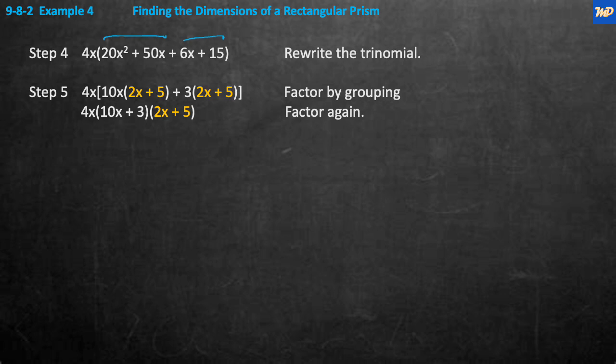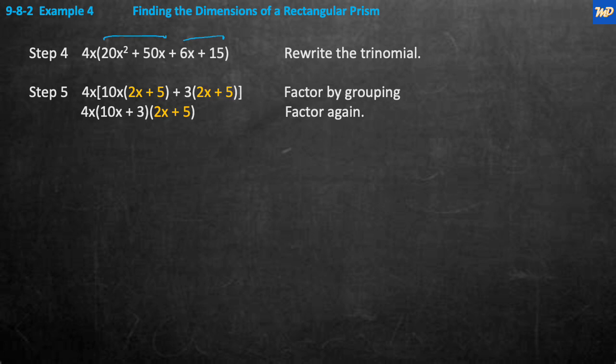Now from the 20x squared plus 50x, we're going to take out a 10x because there's an x in both and a 10 in both. There's not a 20 in both, so we can't take that, but 10 is the biggest number we can take out that's common. So we take out a 10x and it leaves us with 2x plus 5. 10x from 20x squared is 2x, and 10x from 50x is 5.